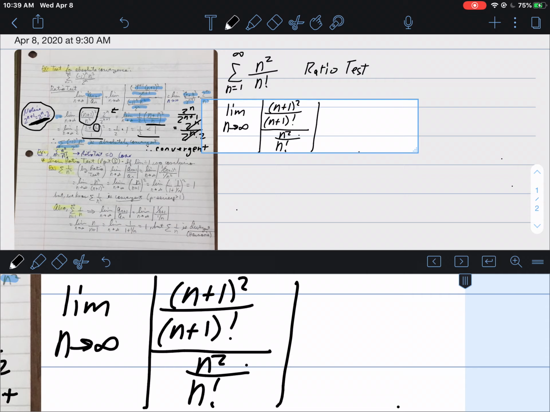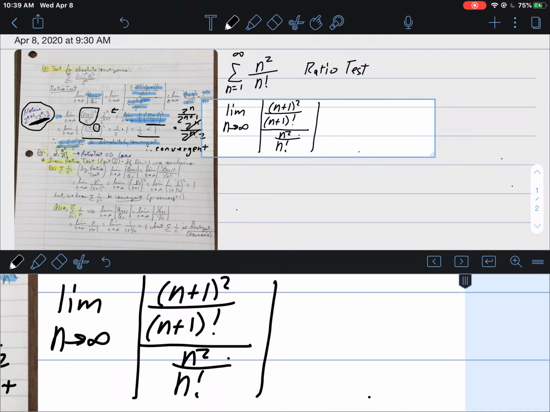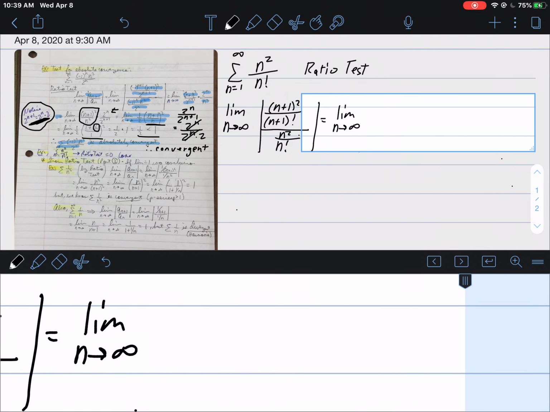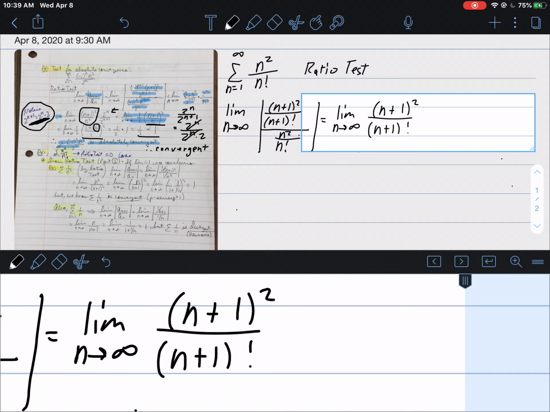Now again, we always said it's a sub n plus 1 divided by a sub n. So again, I'm just going to rewrite multiplying by the reciprocal. Here again, I can drop the absolute values. I don't even have any negatives in there at all, so the absolute value is not even necessary. But I do have the limit as n approaches infinity. We'll go ahead and multiply by the reciprocal. So I've got n plus 1 squared over n plus 1 factorial times our reciprocal, n factorial over n squared.